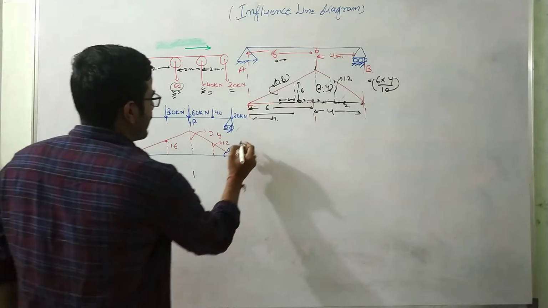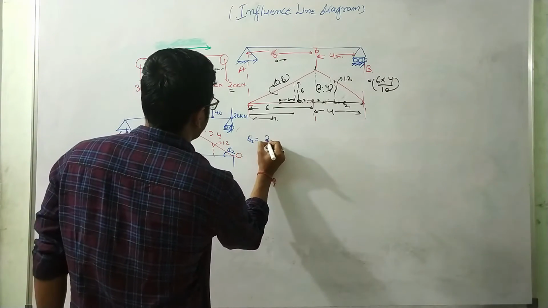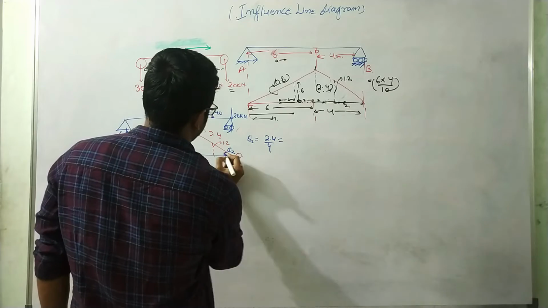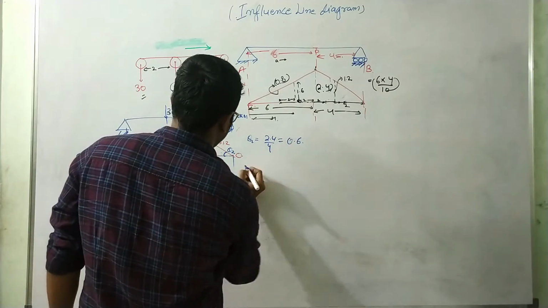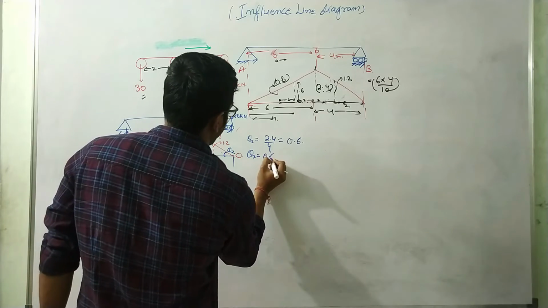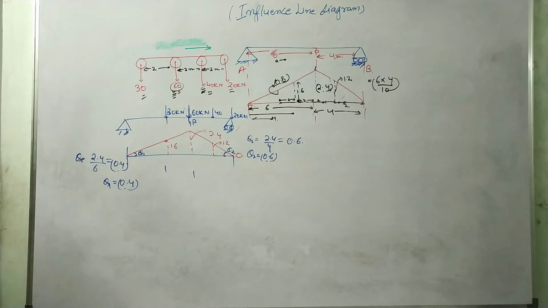Similarly, if we calculate θ2, it will be 2.4 divided by 4. Okay, this is perpendicular upon my base. So its value comes out to be 0.6. So θ2 will be 0.6. Okay, this thing should be clear.